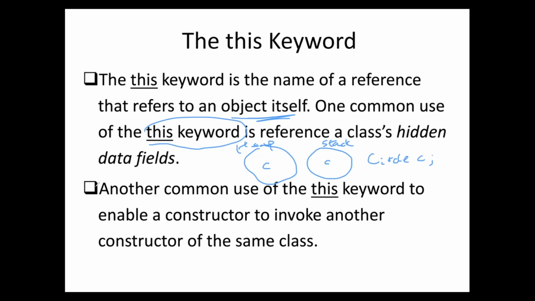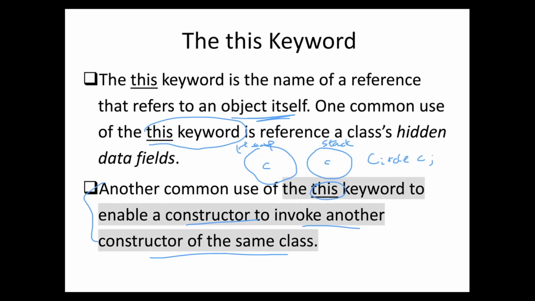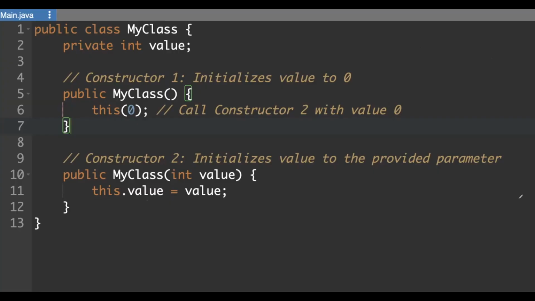We'll also look at another common use of this, which is to enable a constructor to invoke another constructor of the same class, because this refers to that object. Let's look at a quick code snippet to understand the second use case. Let's look at this example using the this keyword to enable a constructor to invoke another constructor of the same class. This is the process commonly known as constructor chaining.